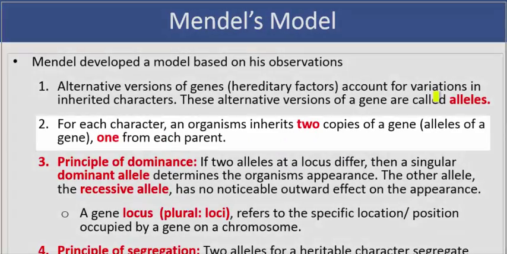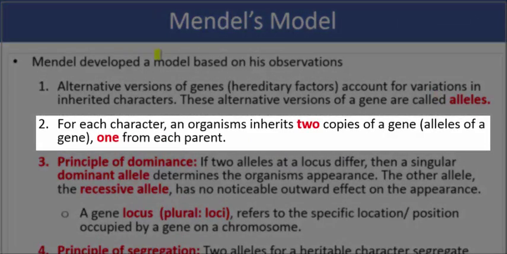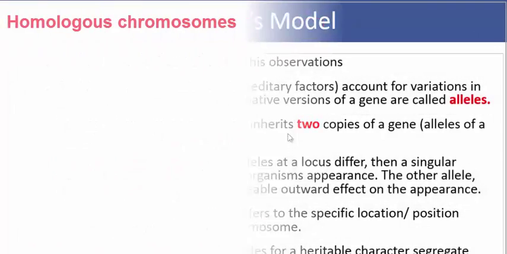The second deduction he made is that for each character, an organism inherits 2 copies of a gene, 1 from each parent. So an organism inherits 2 copies of a gene, 1 from each parent. Now, what's actually remarkable about that second point is that Mendel was able to make this deduction without having any knowledge of the existence of chromosomes.